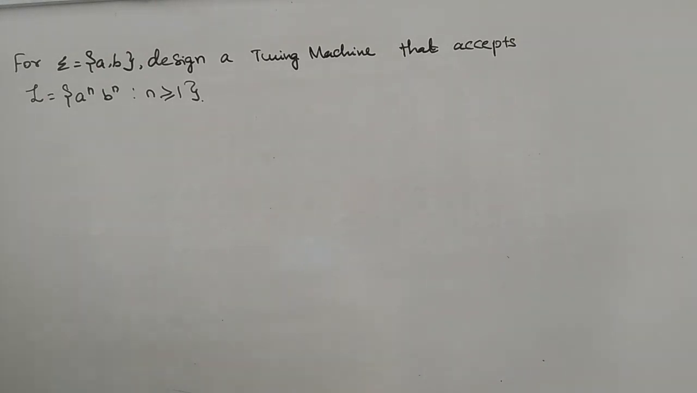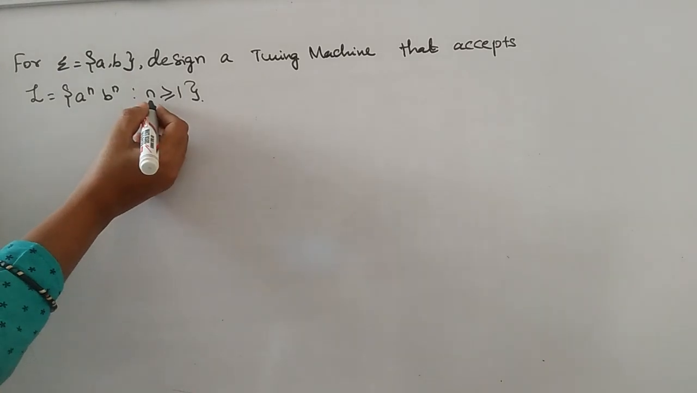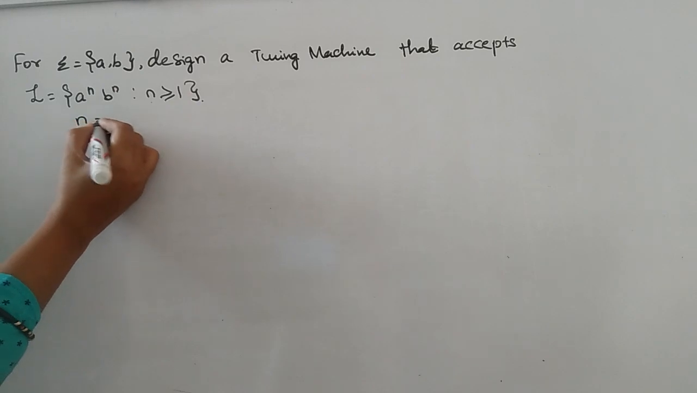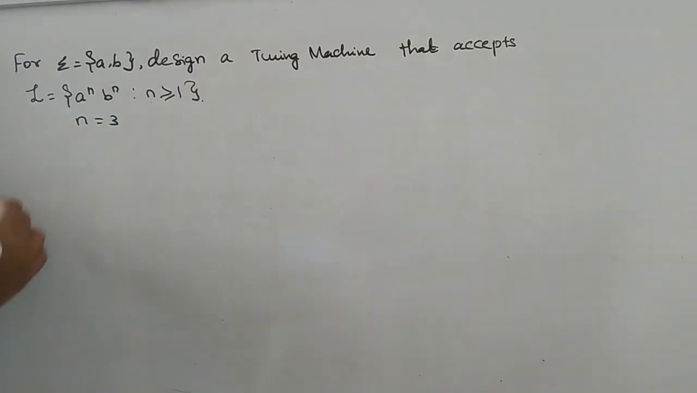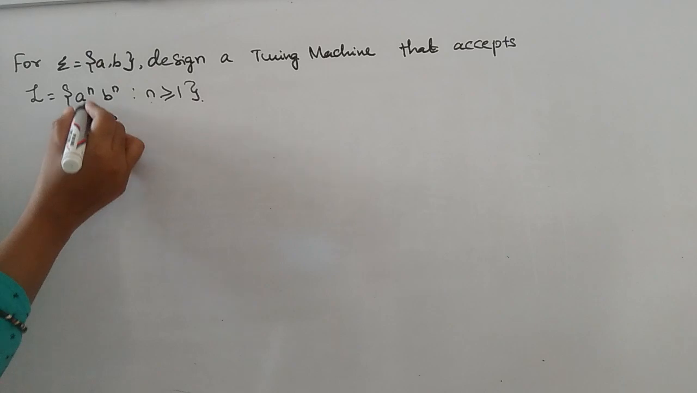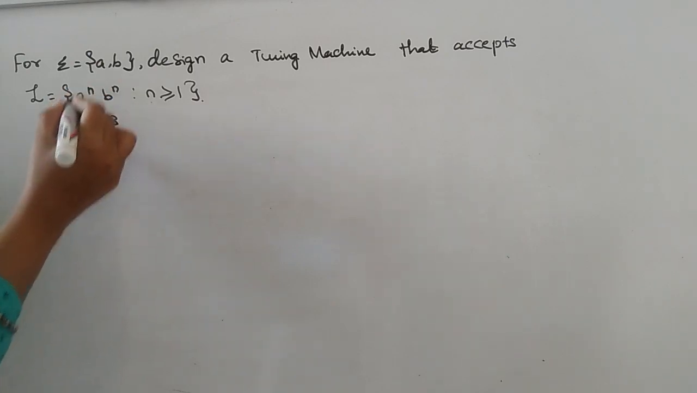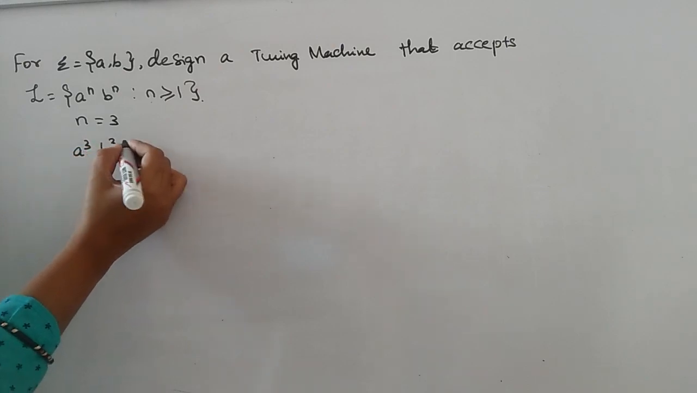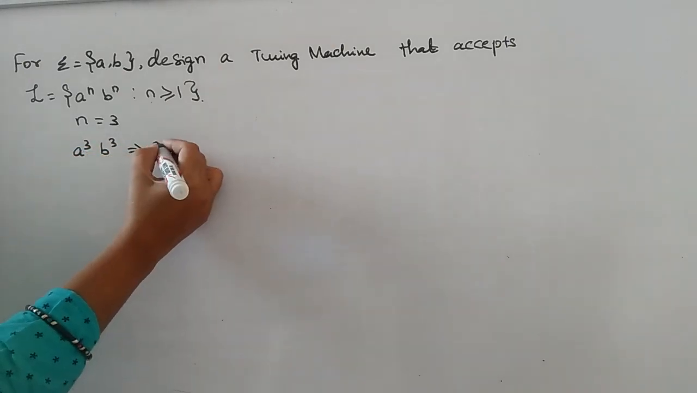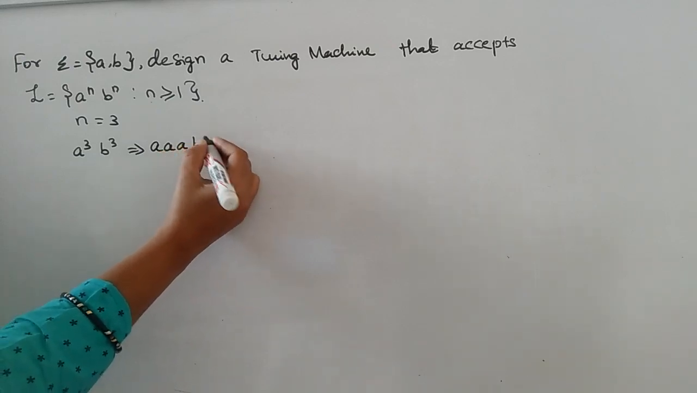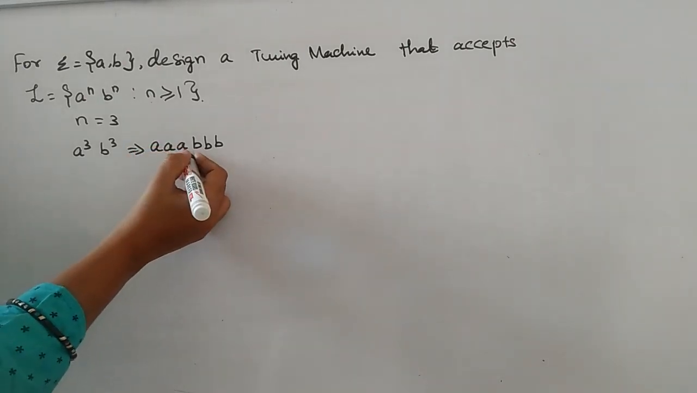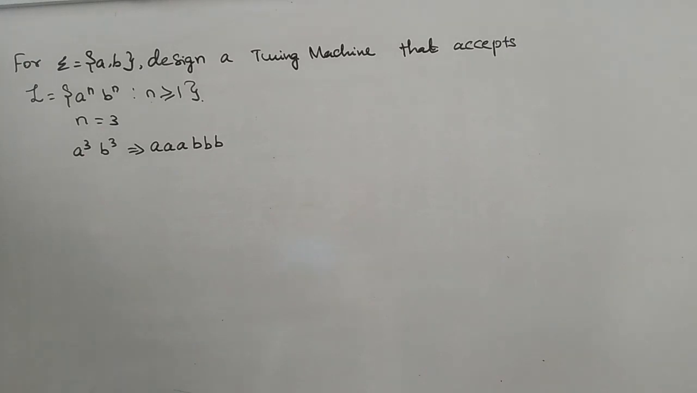Since they have given n is greater than or equal to 1, here I am taking n equal to 3. So if it is 3, we can substitute this value here such that I will get a to the power of 3 and b to the power of 3. This can be rewritten as aaabbb. What I have to do is check whether the number of a's is equal to the number of b's.